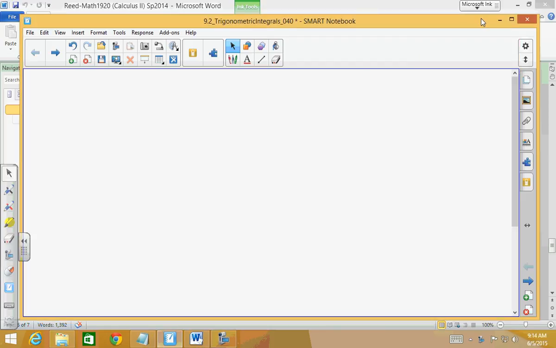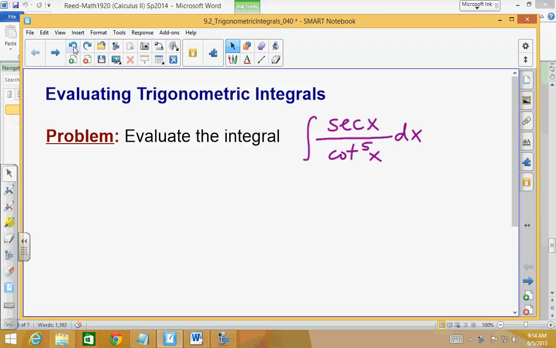In this video, we are going to solve an integral involving a trigonometric function. Here is the problem. Evaluate the integral of secant x divided by cotangent to the fifth x dx.